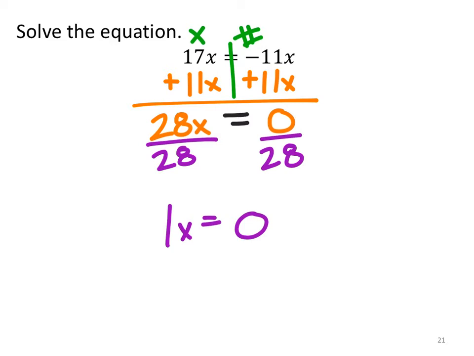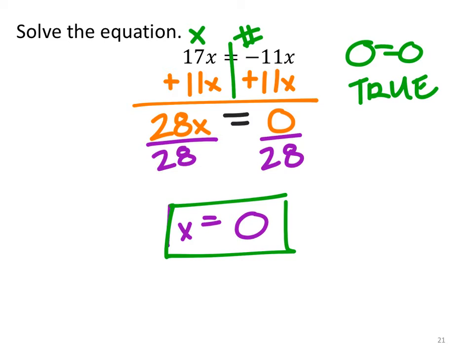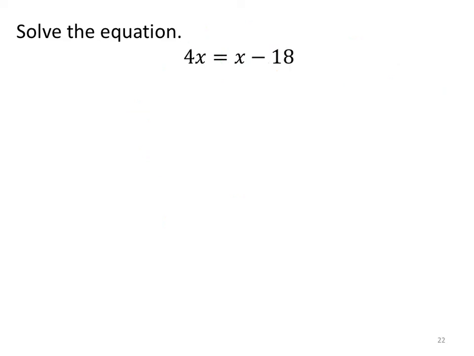So when I check this and I say, well, 17 times 0, that's 0. And negative 11 times 0 is 0. And we already know that 0 equals 0 is a true statement. So this is the correct answer. This value of x is a solution because it makes the original equation a true statement. All right, 4x equals x minus 18.